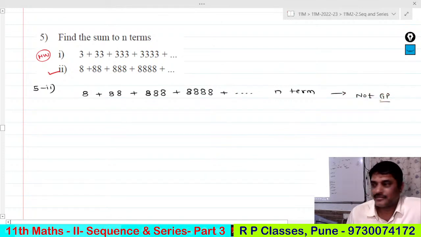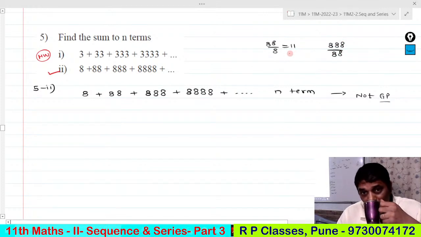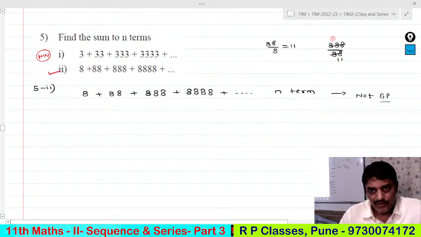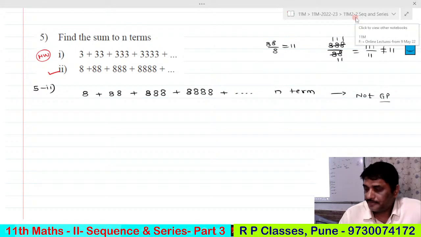You take the ratio. If I'll take the ratio of 88 upon 8 तो 11 आएगा. And 888 upon 88. आगे देखिए अच्छा ये भी 11 ही है क्या? देखो चेक करो, कैलकुलेटर से कर लो. ये 8 1 आ जाएगा और 8 1 1 1 तो 111 upon 11. हाँ it is not equal to 11. चेक करो. हाँ तो it is not GP.